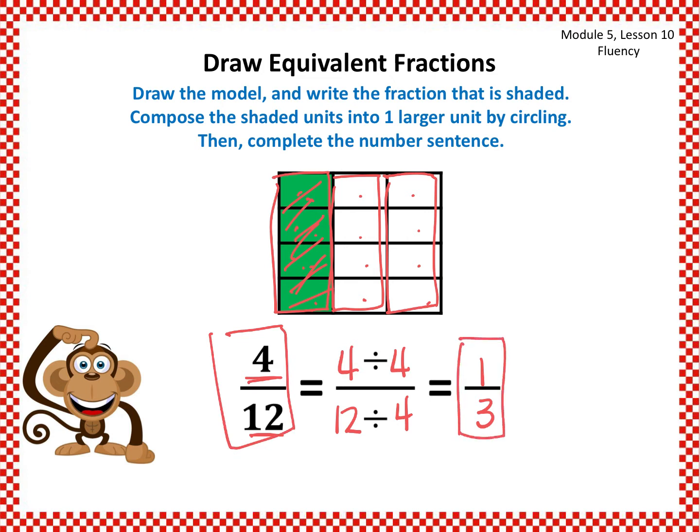So we're basically doing the same thing as we were doing when we were finding equivalency by multiplication, except we're kind of working backwards. We're starting with our fraction that we're going to make smaller, or actually larger, to do this.